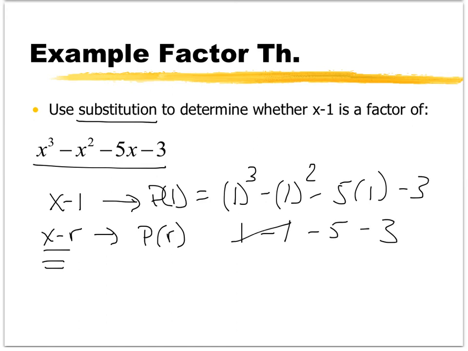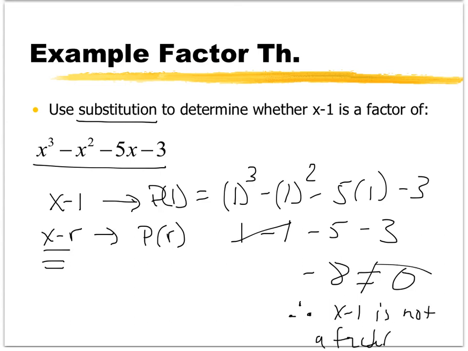1 minus 1 is 0. This is negative 8. This is not equal to 0. So therefore, x minus 1 is not a factor. Okay? So if it equals 0, though, then x minus 1 definitely is a factor. And that's our factor theorem. We saw it in the previous day's work. This is just a good review for it.